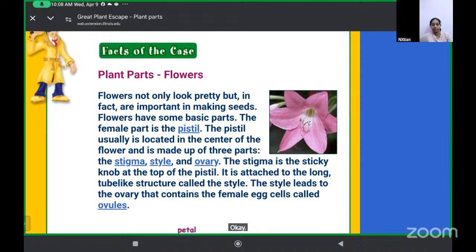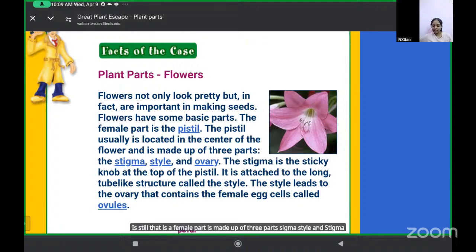Okay, now see, we have parts of a flower. Flowers not only look pretty, but in fact are important in making seeds. Flowers have some basic parts. The female part is known as the pistil, and the pistil is usually located in the center of the flower and is made up of three parts: stigma, style, and ovary.